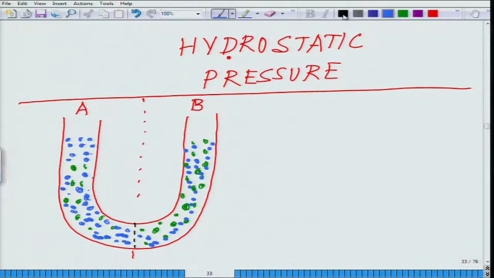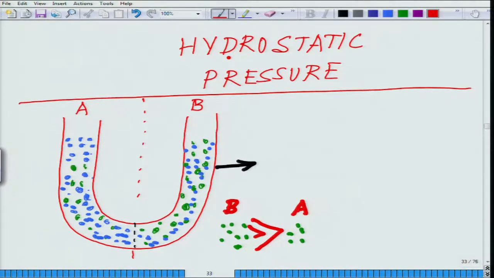Now, what will happen if we allow this to equilibrate for a while? If you look at this picture very carefully, you will see the solute particles are more on one side as compared to the other side. So, in other words, solute particles are much, much more in B as compared to A. Okay? If you look at it carefully, or I can add a few more.